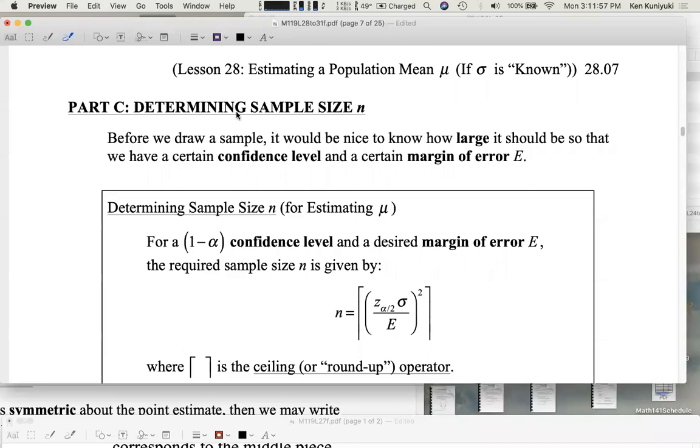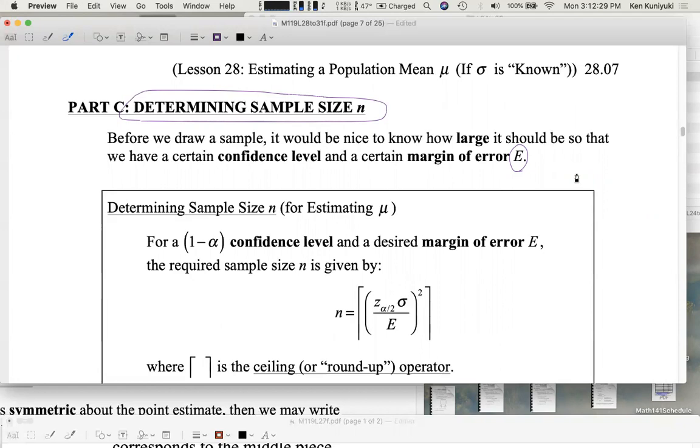Hi, everyone. We're now going to look at the issue of determining a sample size n before you even conduct a study. So before we draw a sample, it would be nice to know how large the sample size should be so that we have a certain confidence level and a certain margin of error E. So let's say that we want to predetermine both a confidence level, which is typically predetermined, but also the margin of error E. So we're going to select the sample size so that we can pre-select the margin of error.